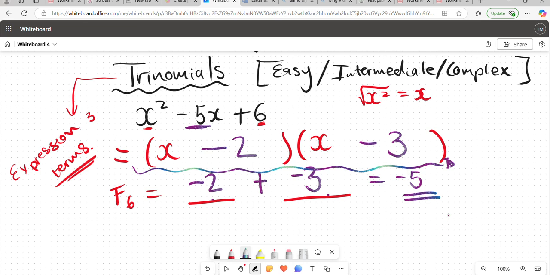So again, I hope you guys followed that. Remember, you square root the first term to get the x, and that x goes in the first position of both brackets. You look for factors of the last term, the constant term. This is your constant. So your constant term is the one we need factors of. And which particular factors are we looking for? We're looking for the ones that add to give me this middle coefficient. So that's the procedure of solving these easy trinomials. So this was an easy trinomial.